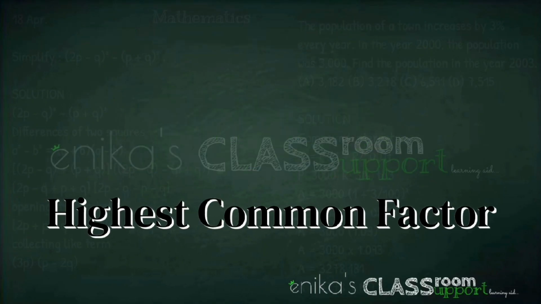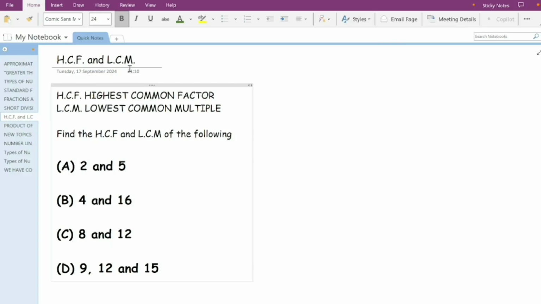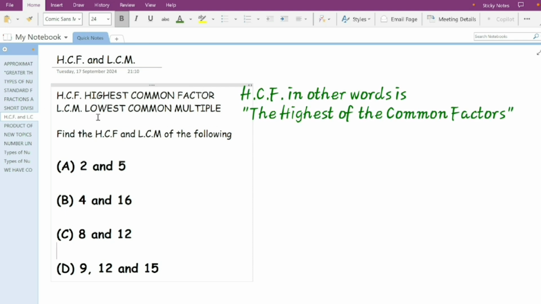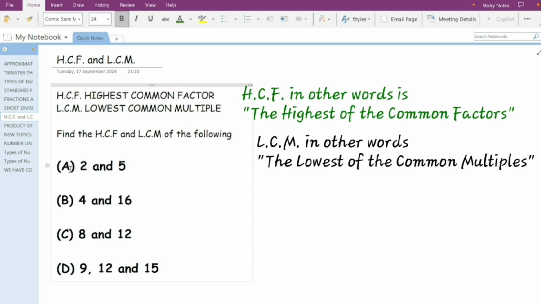Highest common factor. This new topic is H.C.F and L.C.M. H.C.F means highest common factor. L.C.M is the lowest common multiple. So we can start with this.